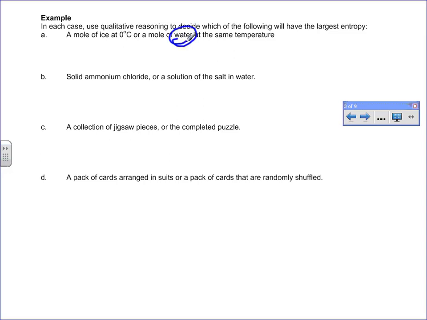In this next example, we've got solid ammonium chloride and a solution of the salt in water. A solution is going to have greater entropy. In C, just looking at a more practical example, jigsaw pieces versus the completed puzzle. The jigsaw pieces have much more options for how they can organize, so they are going to have greater entropy. A pack of cards arranged in suits or randomly shuffled: if they're randomly shuffled, there are far more possibilities of how they can be organized than if you've got them arranged.